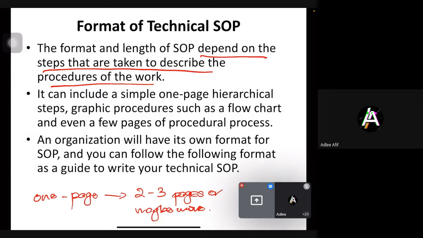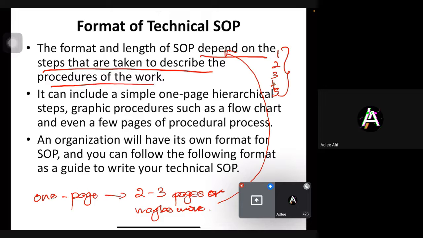So do not feel surprised if later on for the assessments, for example, your SOP is going to be longer than 2 or 3 pages. It is normal because it depends on the steps that are taken to describe the procedures of the work. Though maybe the steps are only 1, 2, 3, 4, and 5, when you describe each one of them, it will take a longer area.